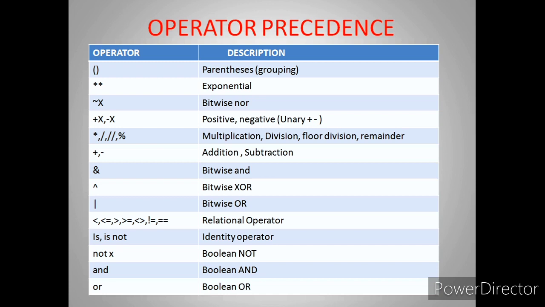So if you have output questions, you have to be very aware of these descriptions, that is, which operator has the higher priority. The top priority is given to the bracket, and the last priority is given to boolean or. That means booleans have the last priority. Before that come relational, then bitwise, then addition, then multiplication, division, floor, and remainder. Next we have the positive and exponential and parenthesis. So this is the precedence of the operators.